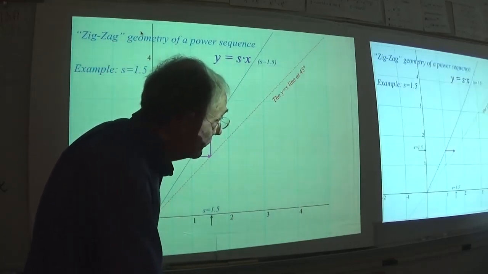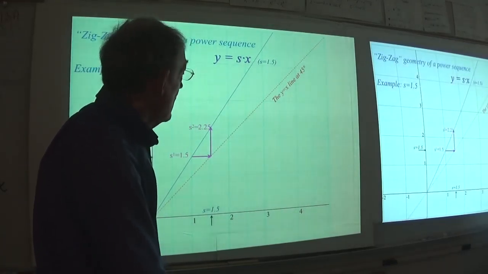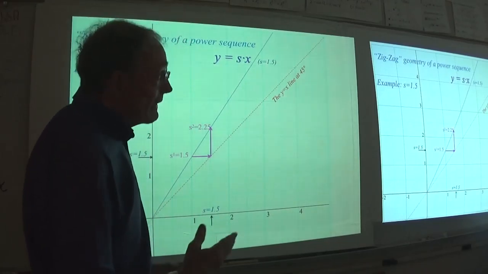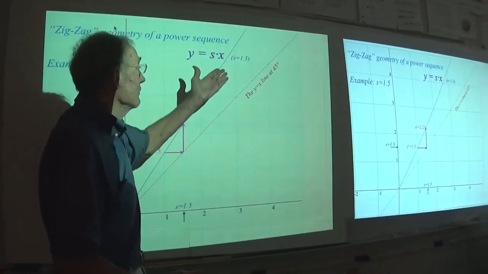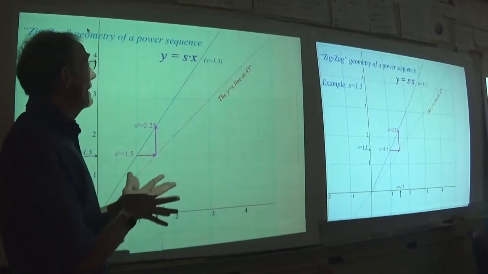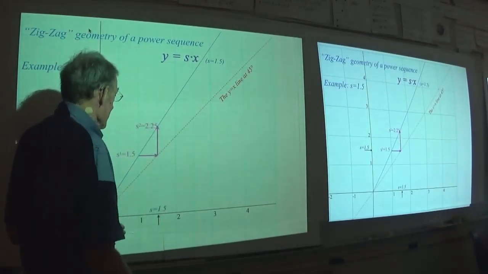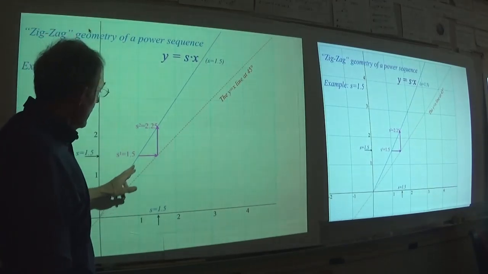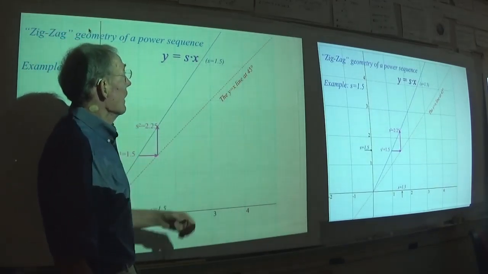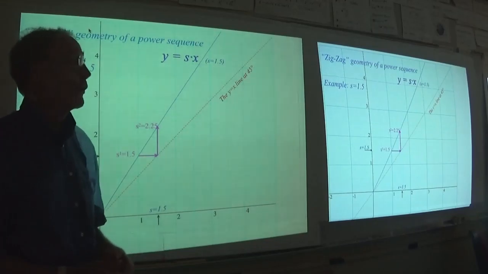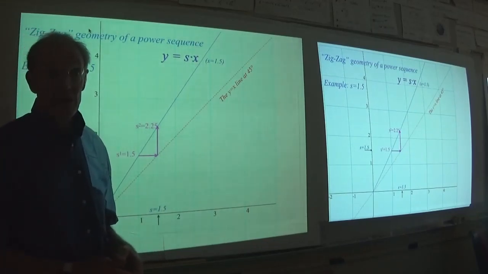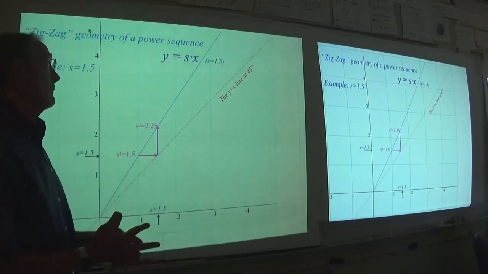Let me get ahead on this computer right here. The basic idea is here, pick a number. I picked 1.5 as a scale factor that would multiply x to give y, and that would be the equation of this line right here. S can stand for scale factor, or else slope. The slope of the line is 1.5.